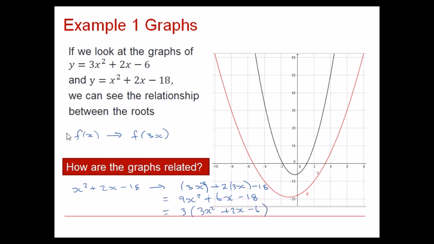Thus we can also see that if we had gone from f of x mapping to f of x over 3, we would have gone from this 3x squared plus 2x minus 6 to this relationship here. Thus you might like to think that an equation with roots of multiple m times the roots is a transformation or stretch of f of x to f of x over m.